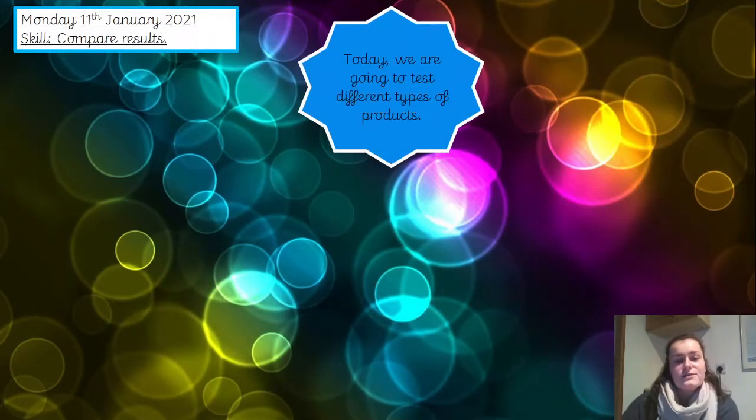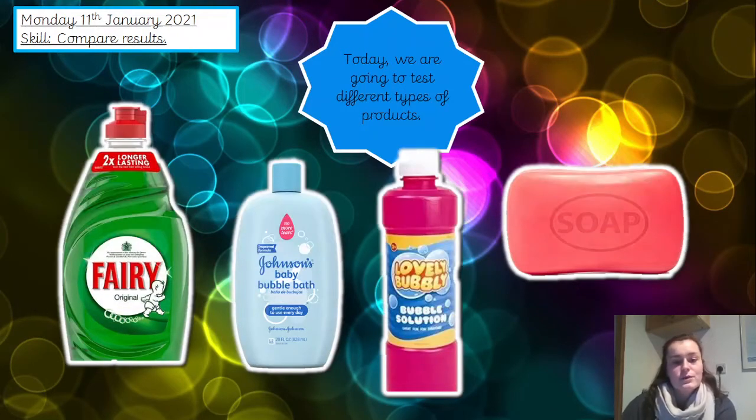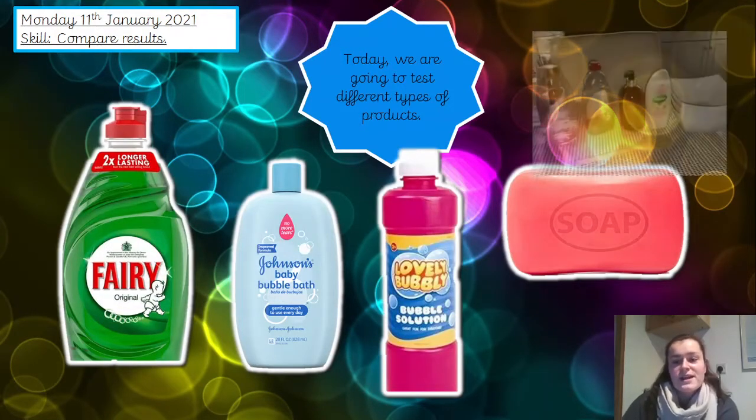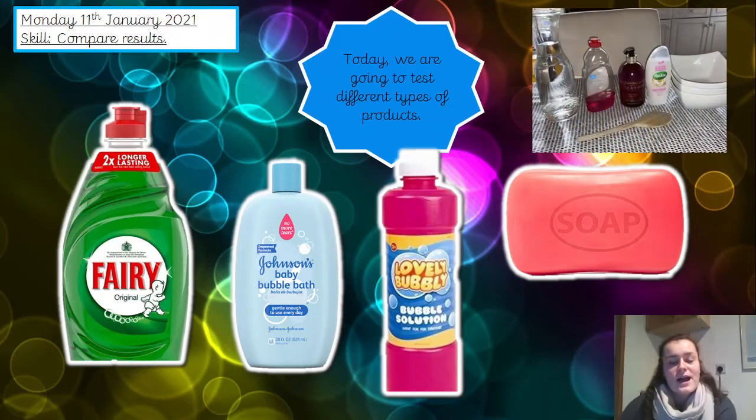Good job. So today we are going to test different types of products. So here is some examples of the types of products you might want to use. These are the products that I had at home that I used when I did this investigation. As you can see, there's four products on the slide, but I only had 3 different types of soap. So I only used 3.